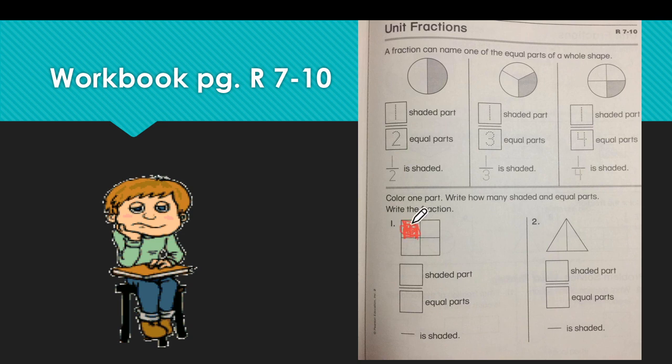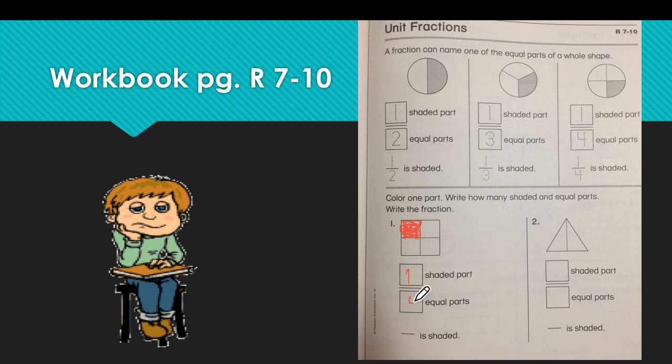Okay, and now you need to write how many are shaded. So how many parts did we color? How many parts are shaded? Only one. Right, number 1. And how many equal parts do we have? How many all of them do we have? 1, 2, 3, 4. You have to count also the colored one, okay? All equal parts. Don't forget.